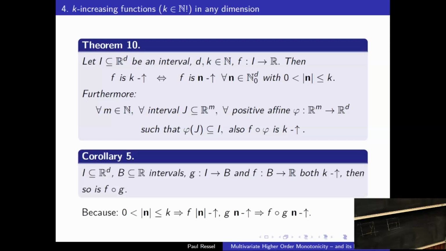Then we have an easy corollary. If I is a d-dimensional interval, and I have a real-valued function composed with the k increasing function, so the composition of two k increasing functions in this sense is also k increasing.